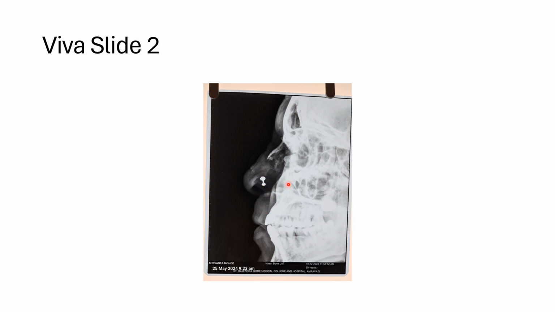In this you can see the nasal process of the frontal bone also. This is the nasal process of the frontal bone. You can see how beautifully the soft tissue is defined separately, and this is the bony facial skeleton. So it's a beautiful X-ray.